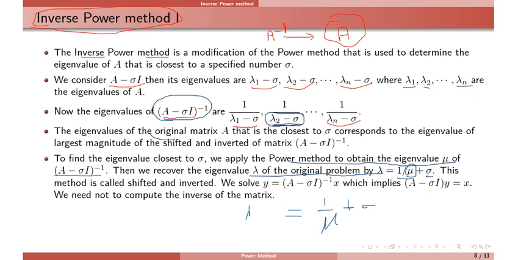And you may get one difficulty here. Since you are applying power method on (A minus sigma I) inverse, the calculation may be a little bit difficult, but to avoid this inverse, we will solve the system (A minus sigma I) y equal to x to find the new approximation y.